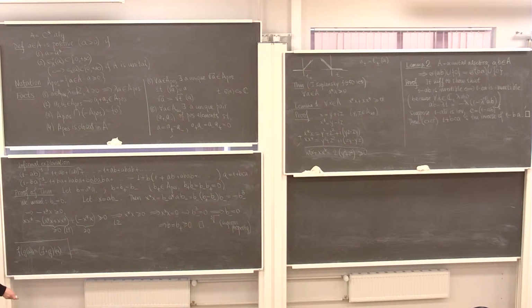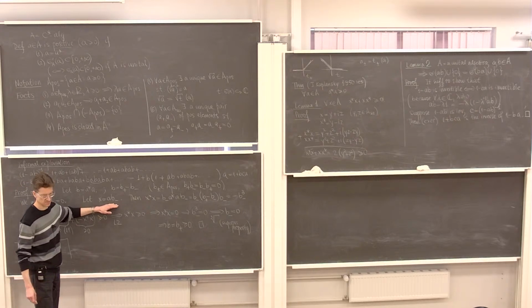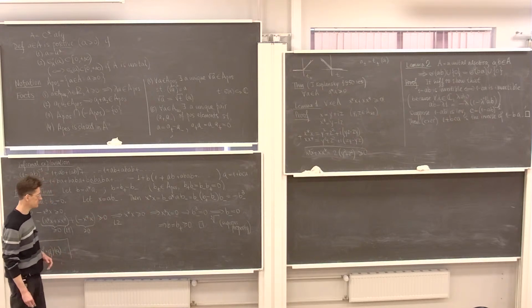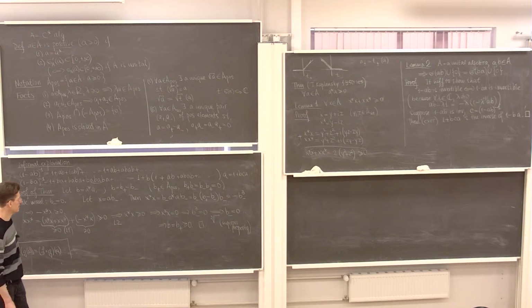So we see that the proof is quite short, but rather tricky. So the trick is to consider this element, which is not entirely obvious. Probably this is the reason why this result was proved only 10 years after the first Gelfand-Naimark paper.